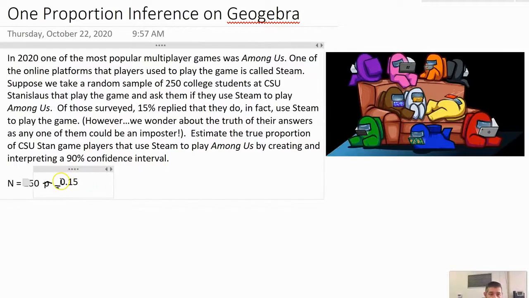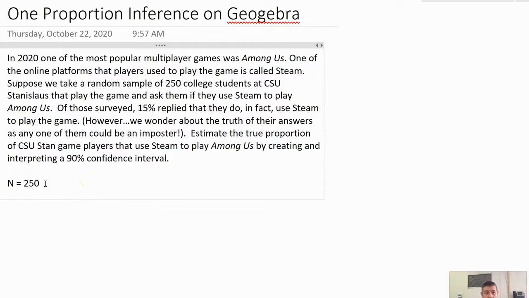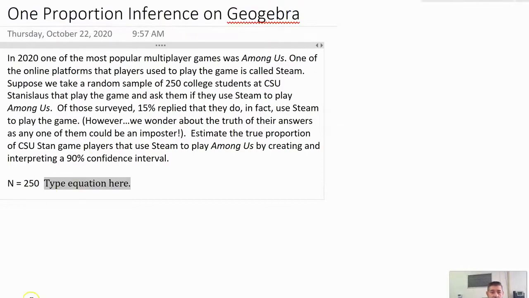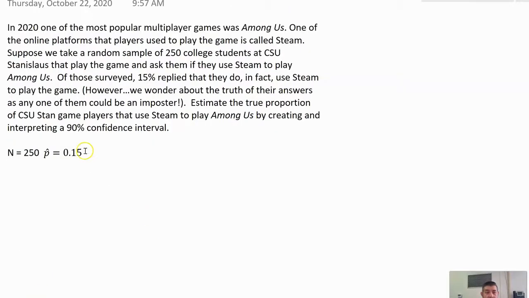Oh, look at that! That just kind of messed up my text. You know what I'll do? I've got an idea. Let's insert an equation. So let me insert this equation. Okay, so I have p hat here as 0.15.